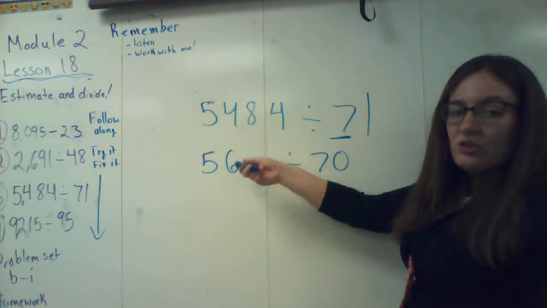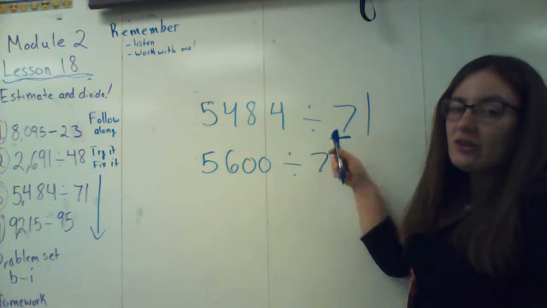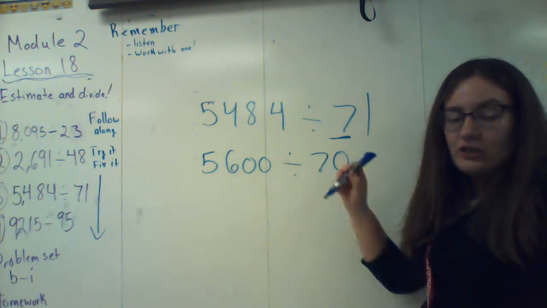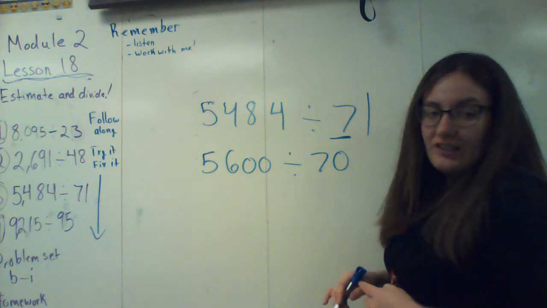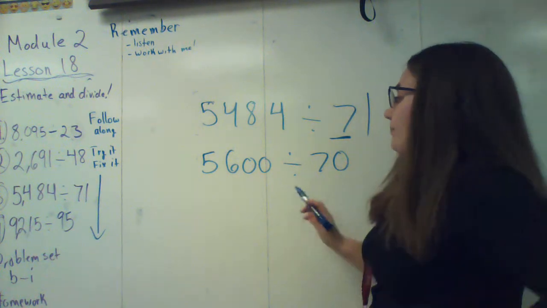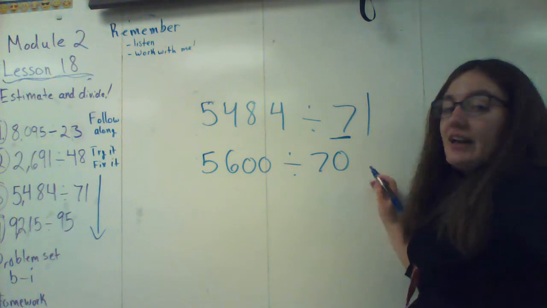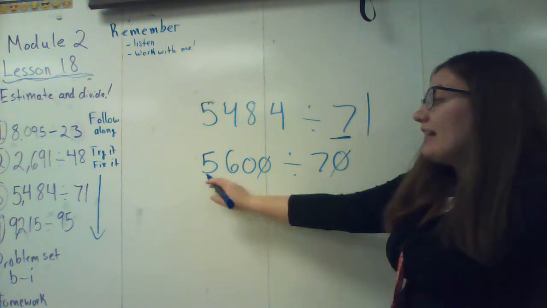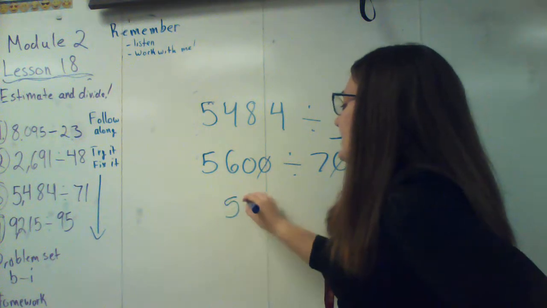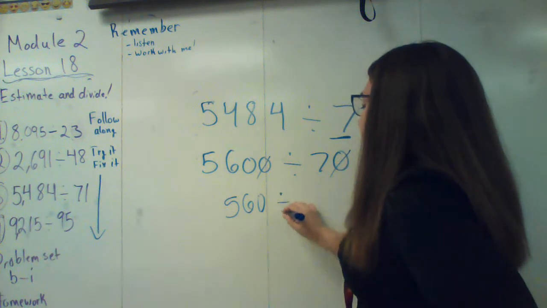I didn't have to round too far away from this number. The closer you are to the numbers that you're trying to estimate, the closer your estimate is going to be to the actual answer. So I have 5,600 divided by 70. I'm going to cross off those zeros that I used, and now I have 560 divided by 7.